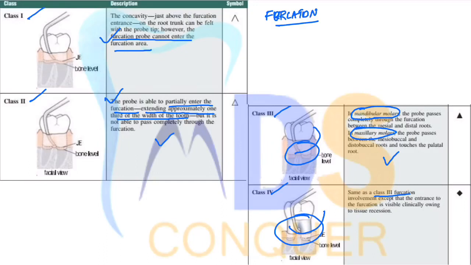Here it will not go. Here it will go partially. Here it goes completely. Here it goes completely, which is visible to you clinically. Okay, so these are the four classes of furcations that you have to make a note of.